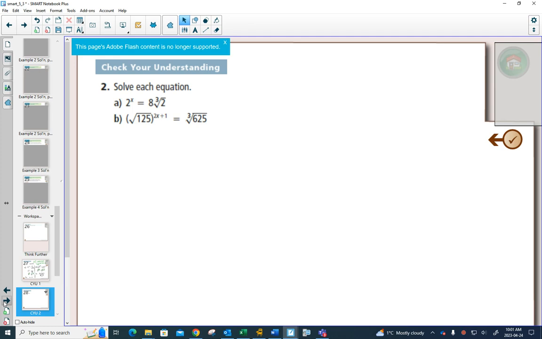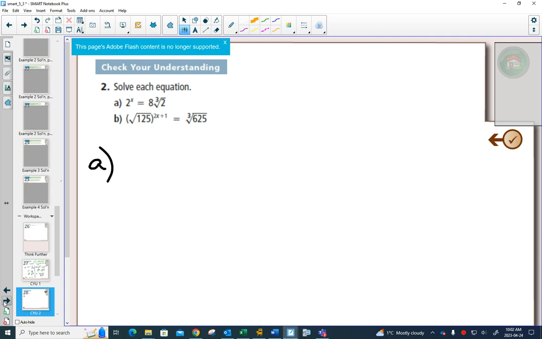Example 2 is more of the same, just involves some more complicated exponent rules from the past. So first of all, in A, look at the numbers that are present. We have a power with a base of 2 on this side. We have an 8 on this side. And we have a cube root of 2 on that side.